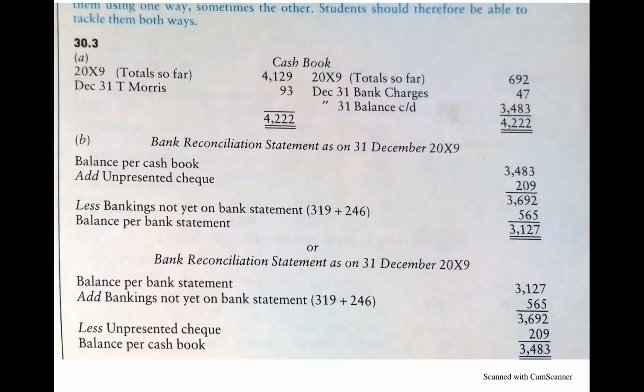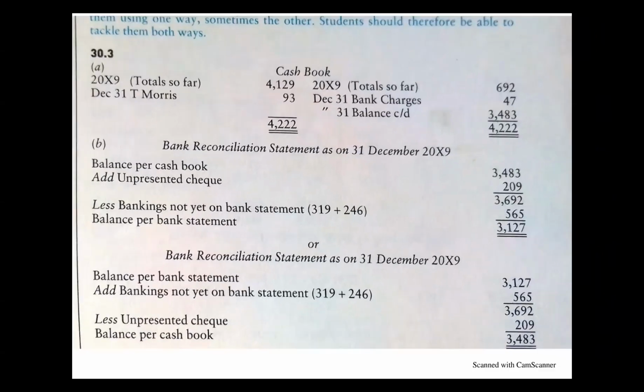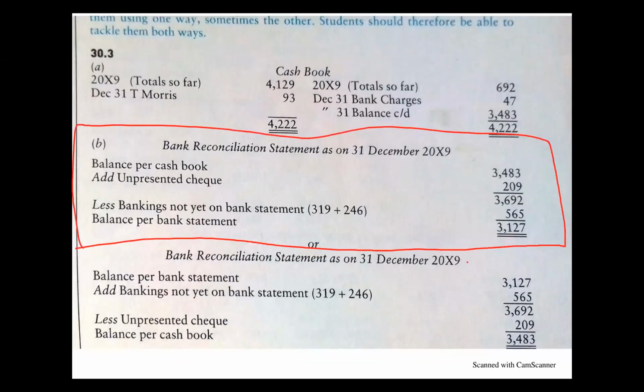How do we draw up the bank reconciliation statement? Observe this, pay attention. There are two ways of drawing the bank reconciliation statement. Let me begin with the first one. The first one is where you start with the balance per cash book, and this is the updated cash book, of course, not just any other cash book. The balance per updated cash book is what?